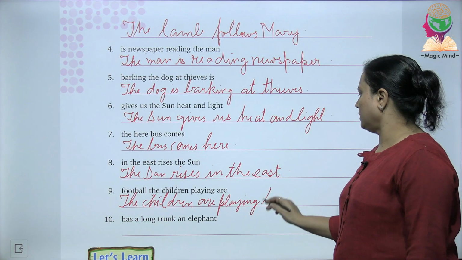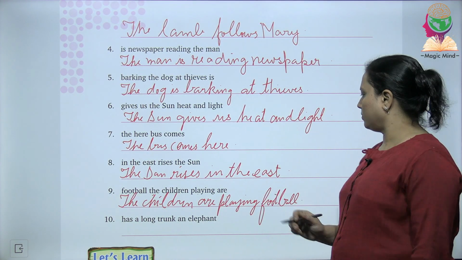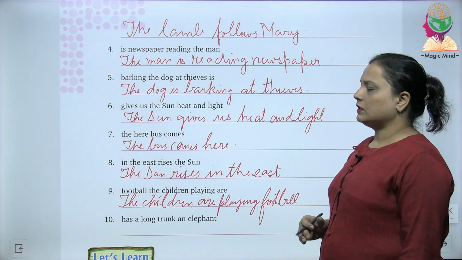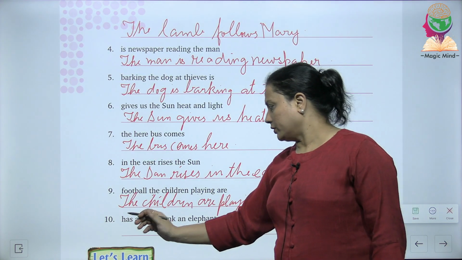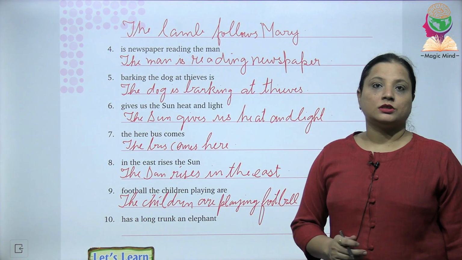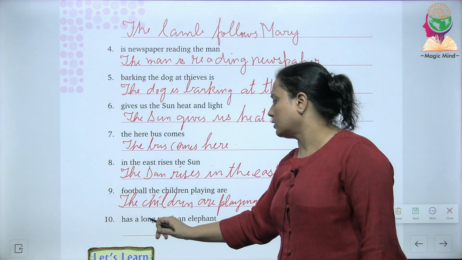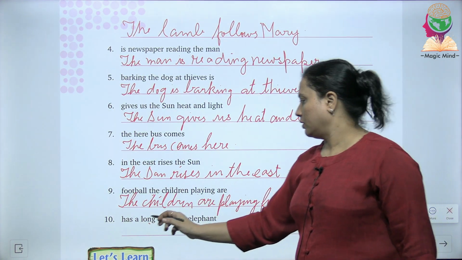The children are playing football. And a full stop in the last. Then the 10th sentence will be what? An elephant has a long trunk. So the sentence will begin with an elephant has a long trunk.